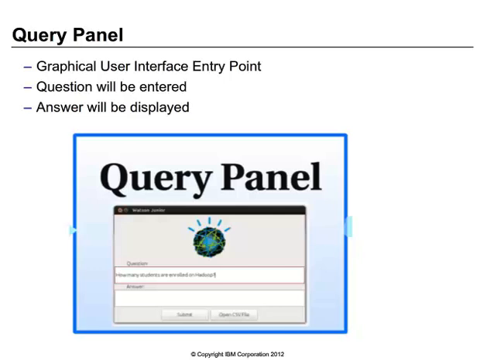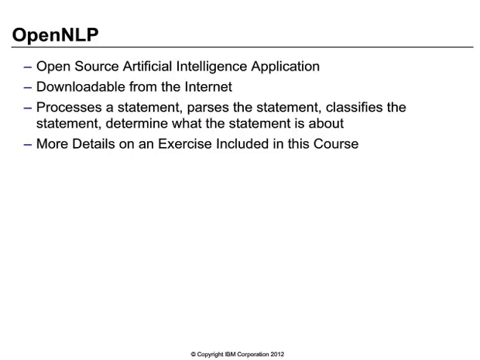We used OpenNLP for this prototype. There are other more complex options like OpenPsych. OpenNLP is an open-source application that can be downloaded from the internet. In our prototype, we will use this to process our question and look for the answer. There is an exercise included in this course on how to download it and how to set it up, and in addition, how to create the query panel.